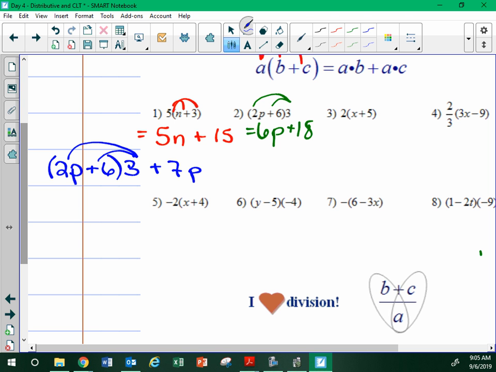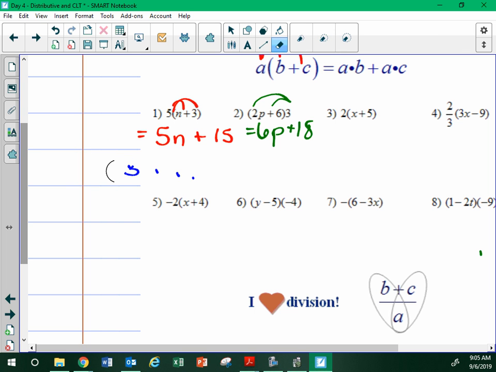Then what do you do? Plus 7p. So then we'll combine like terms, and that's what we're going to do on the back side of our notes. So we would end up adding the 7 and 6. Yes. Does that sound familiar? Good. My geometry students were just dealing with this yesterday.